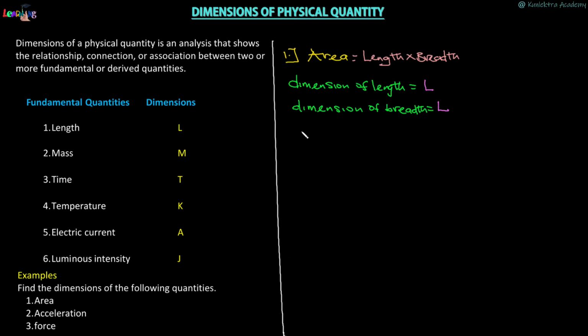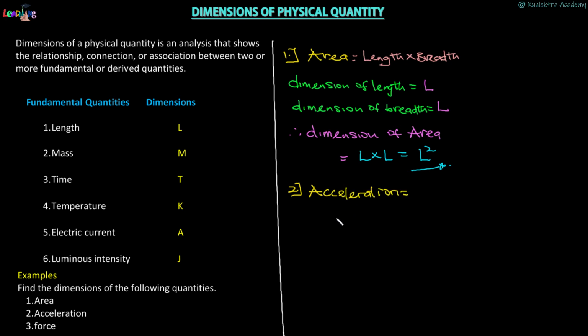Now, what is the dimension of area then? Therefore, dimension of area will be L, length, times breadth, which will give us L times L, and that is L square. I believe you understand. The second one is acceleration.